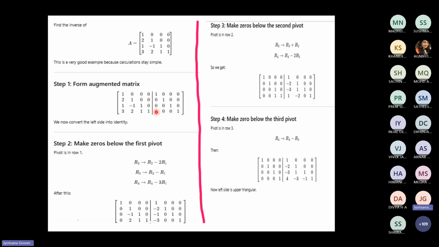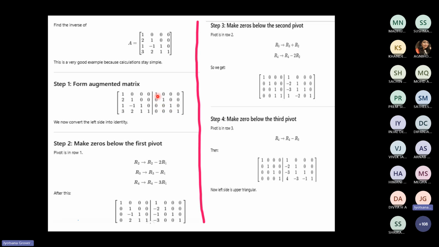Now the same row elementary operations you need to apply on this matrix also. So R2 is R2 minus 2 R1: 0 minus 2 gives minus 2, 1 minus 2 into 0 is 1 only, 0 minus 2 into 0 is 0. Whatever operations you apply here, the same operations you have to apply here. Now R3 is R3 minus R1, so 1 minus 1 is 0, minus 1 minus 0 is minus 1. Same row elementary operation you have to apply for row 3 here also.